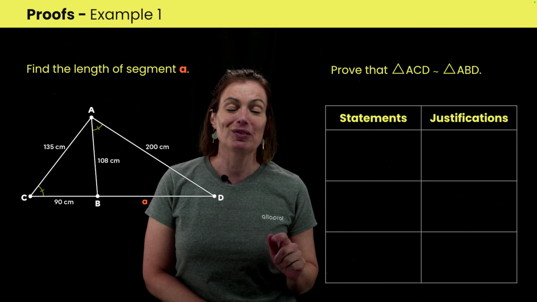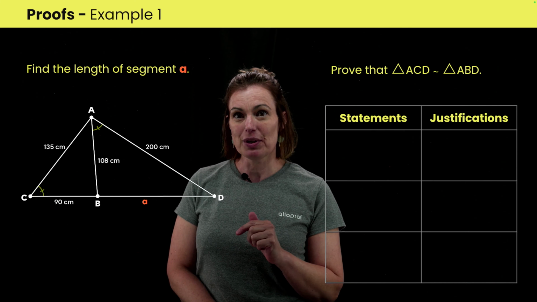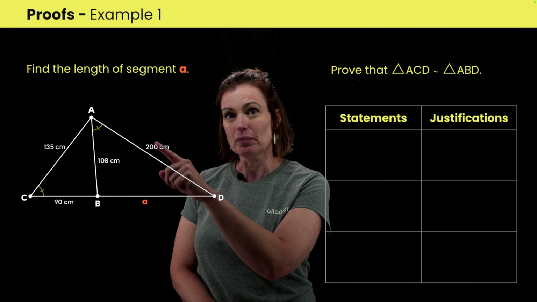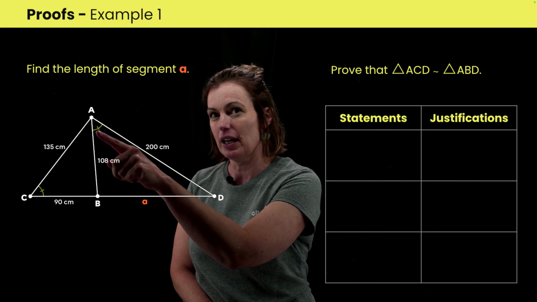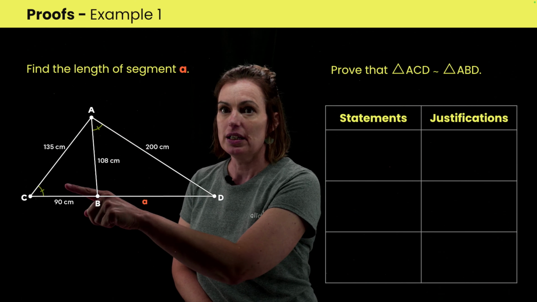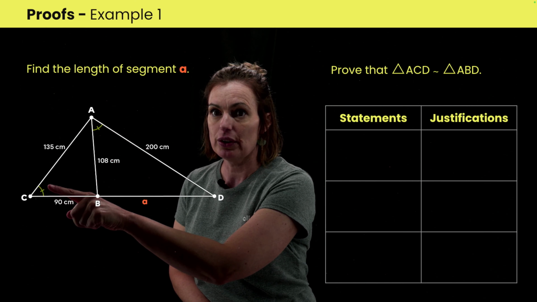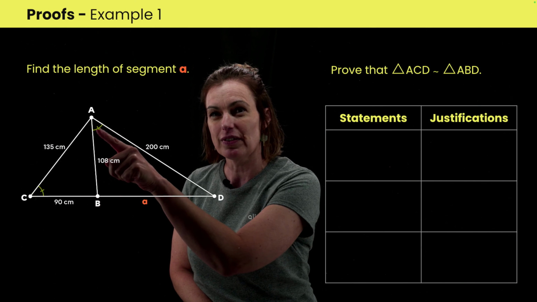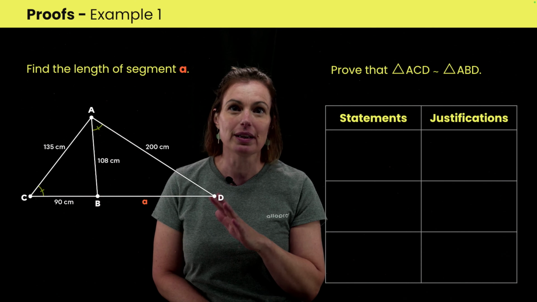Let's take a look at what we've got here. The first thing that I see here is that I've got an angle at the vertex A, and it's the same angle that I have down here at the vertex C. And I know this because of that little line. That little line's telling me that the measures are the same.